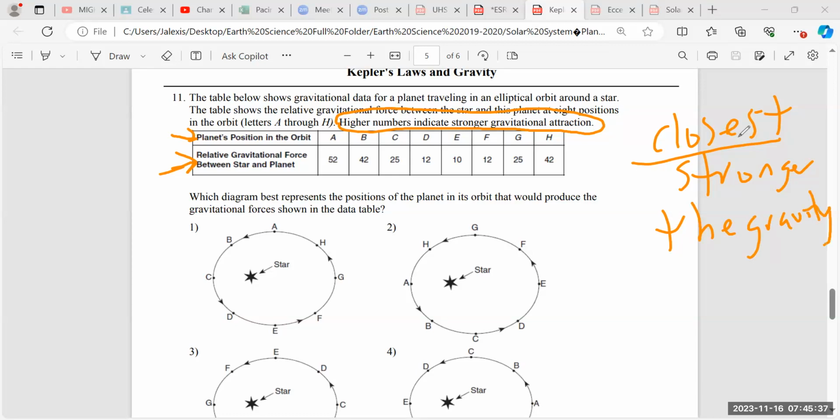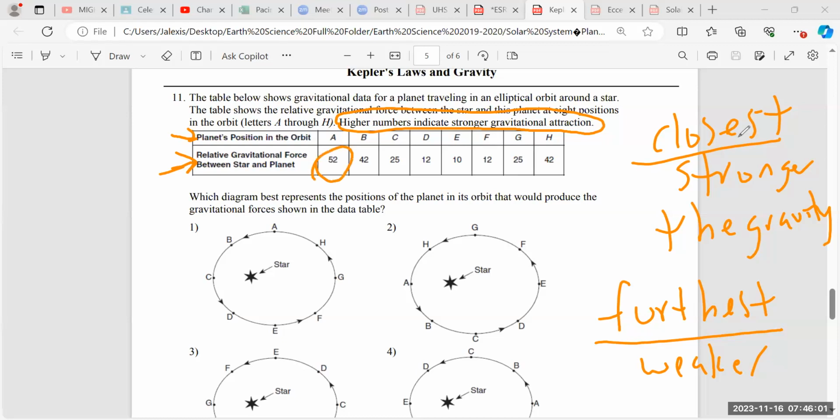All right? The further a planet is from a star, the weaker the gravity. So that lets me know when I'm looking at letters A, B, C, D, E, F, G, and H, I'm going to highlight the number that's the strongest, which is 52 at A, and I'm going to highlight the number that's the lowest, which for E will be 10.